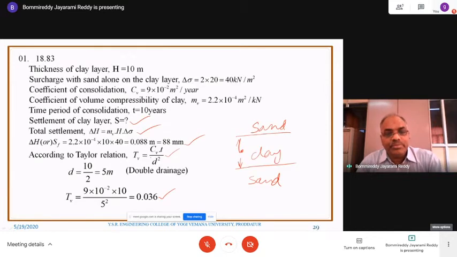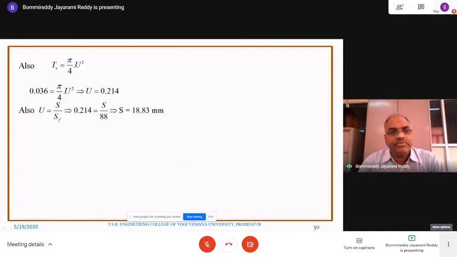So here, in the previous case, whatever the value of SF, this is the ultimate settlement. Final settlement is SF, the final possible settlement, based on MV into H into delta sigma. But what is the actual settlement after 10 years? For that, TV equals pi by 4 U square, that you know. Already TV equal to 0.036 was computed just now, and U is 0.214. What is U? U equals S by SF. SF is known, 88, and the settlement S will be equal to 18.83.